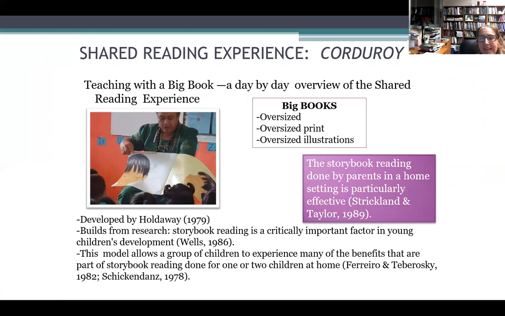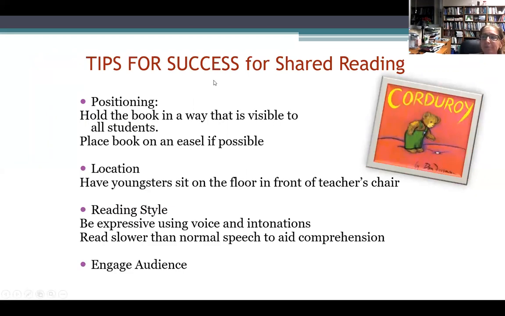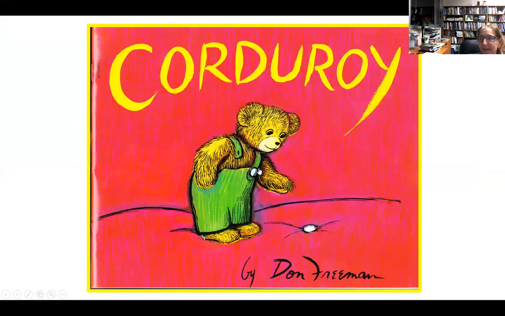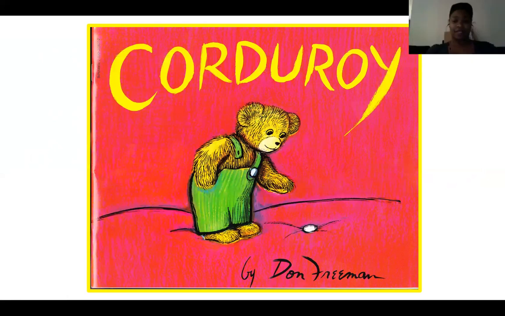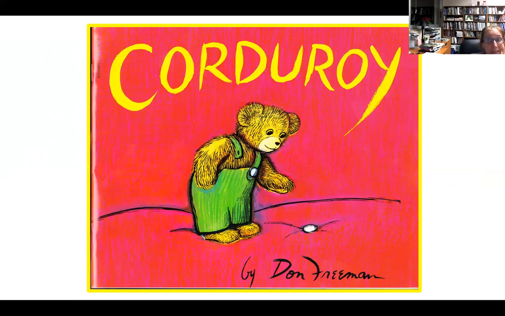We go through and take turns reading Corduroy, because I have the big book and I have small little books. But this is what you can do for shared reading: position the books, the reading style, engage the audience. I don't have Corduroy there, but how many would like me to post Corduroy so you can read it if you want to? All right, so I need to write that. Post Corduroy on module 2.